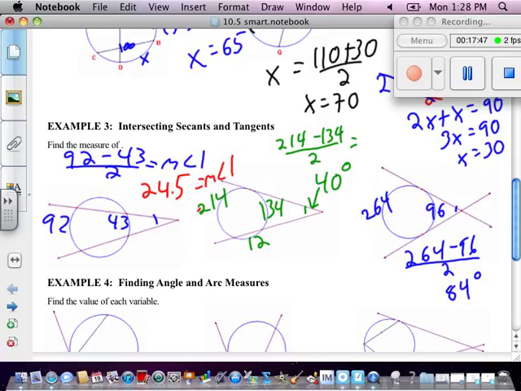Yes, Eric. 4B. 316 minus 134 minus 12 gives us 214. Am I going too fast, guys? Yeah, a little. Just a little bit. Slow down just a little.